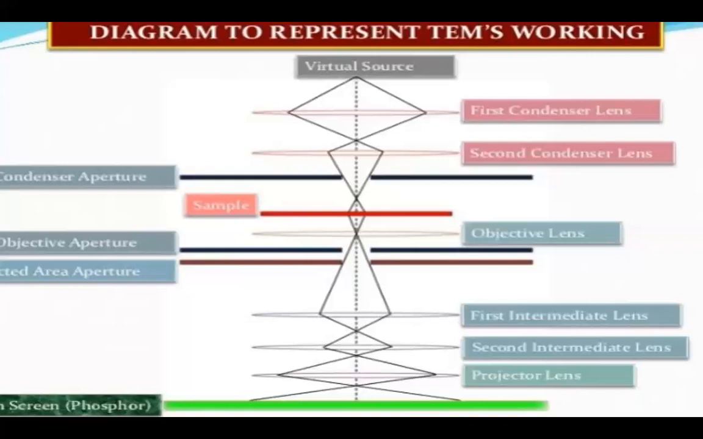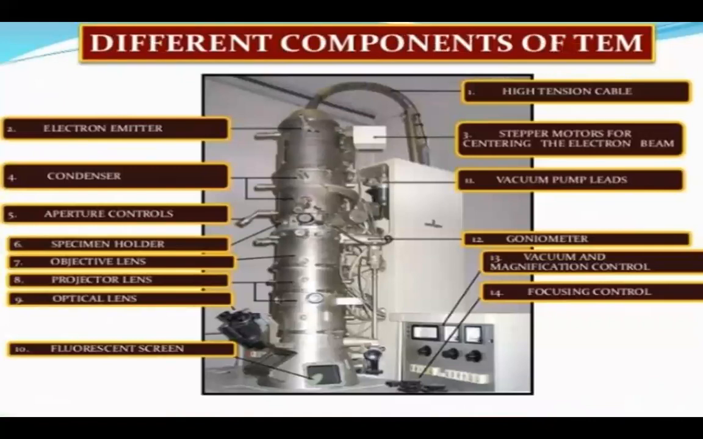These are the different components of the transmission electron microscope. There are 14 components. First is the high tension cable, second is the stage motion for centering the electron beam, third is the electron emitter, fourth is the condenser, fifth is the pressure controller and the pump, sixth is the specimen holder, then the objective lens or projector lens, optical lens, manometer, vacuum, the magnification control and the focusing control.